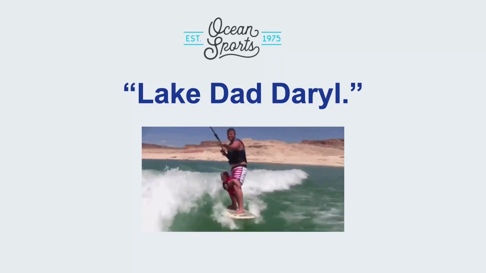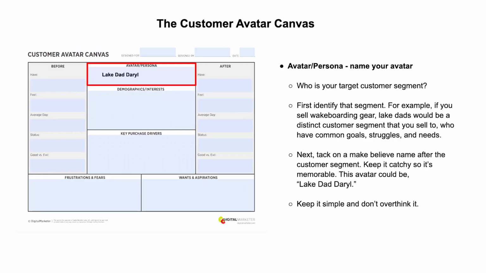I'm going to show you a real customer avatar canvas that we built with our client for Lake Dad Daryl. He's this guy. He's the guy at the lake that is saving the kids. Everybody wants to hang out with him. He's driving the boat. He has all the cool gadgets and gear, which makes him a great customer for our client Ocean Sports, because he also probably spends the most and has a lot of disposable income that he uses for these amazing items. With the customer avatar canvas, you want to start in this top little box here.